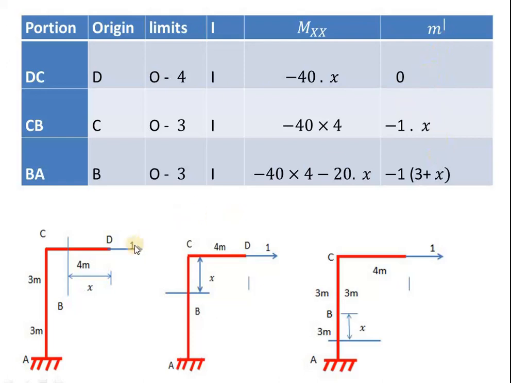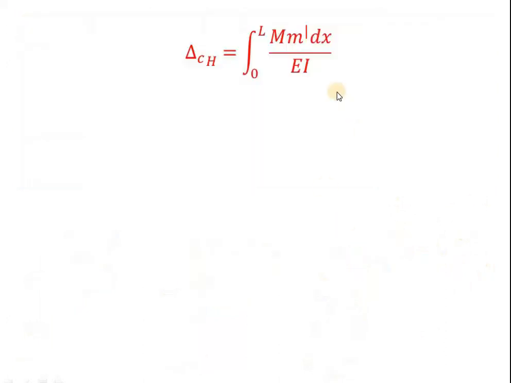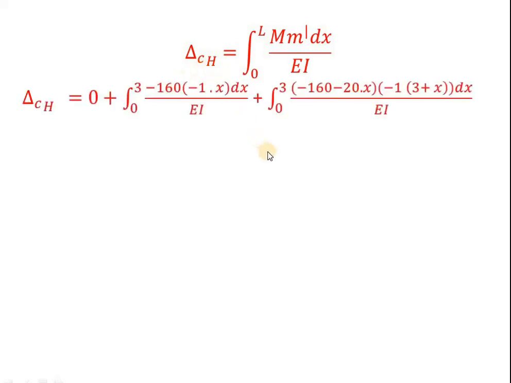Next, due to the unit horizontal load, you know that the horizontal load will not cause any moment along this because its line of action passes through this point. Here it will be minus 1 into x. Here it will be minus 1 into this much. From here to here 3, from here to here x. So it will be minus 1 into 3 plus x. Now the formula for calculation of horizontal deflection will be integral of M into M dash dx by EI.